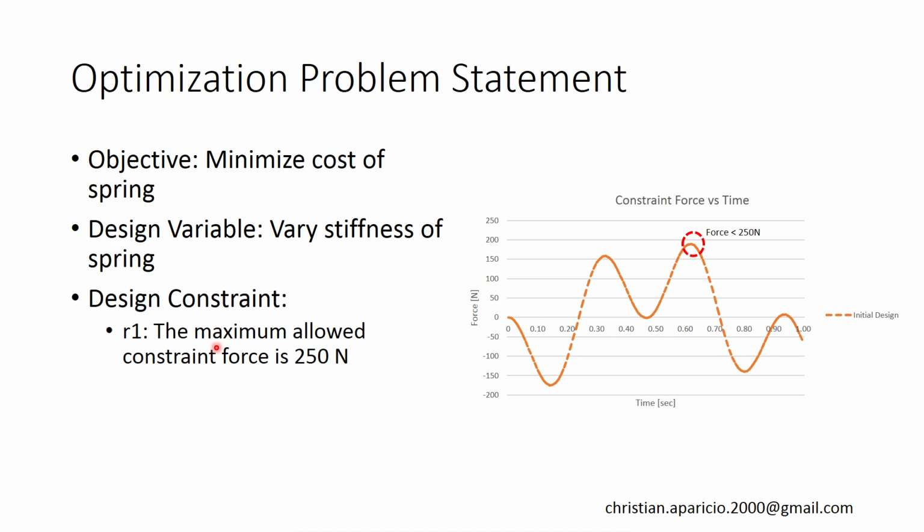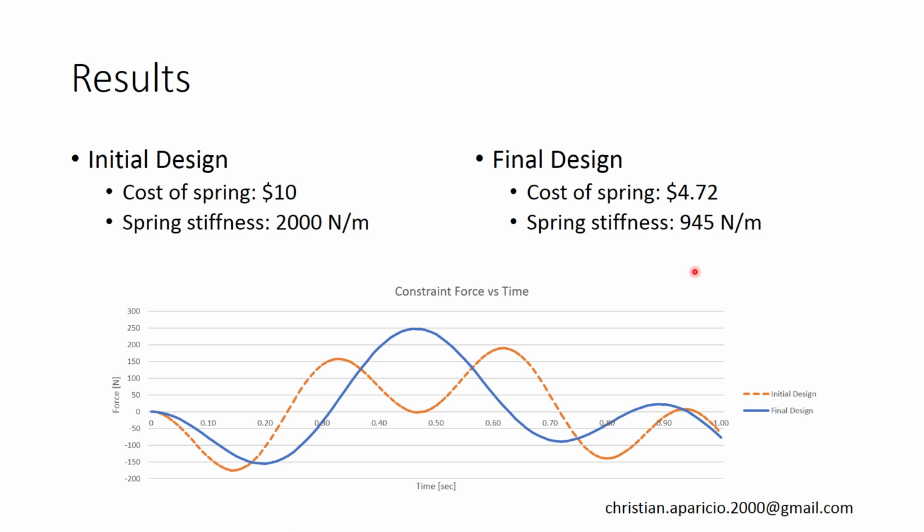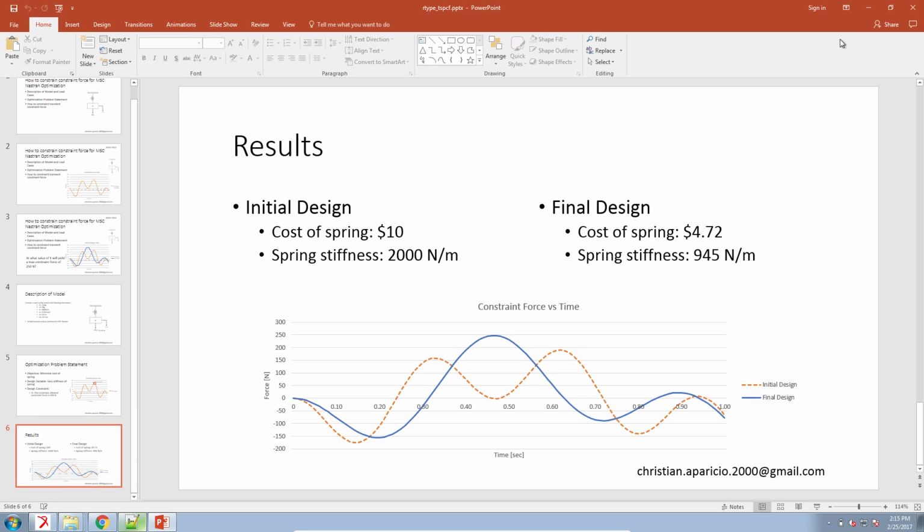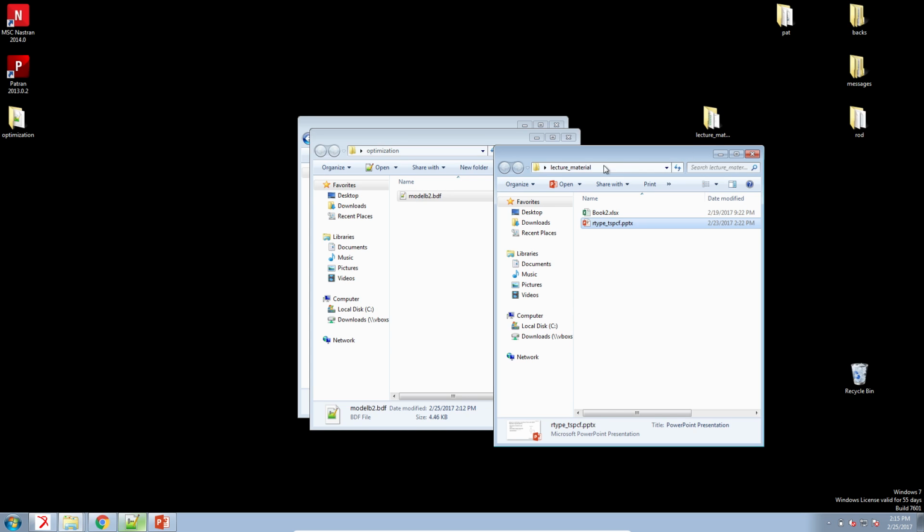But our design constraint, again, we're going to say out of all the time points, out of all the forces on the constraint, find the maximum, constrain that one, and make sure it never goes beyond 250 newtons. Now let's go ahead and walk through this with MSC Nastran.